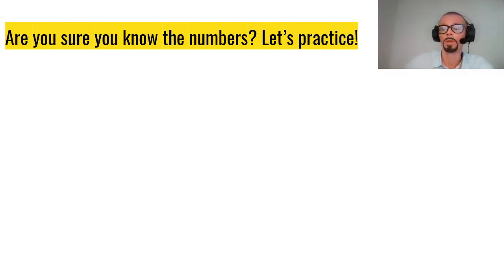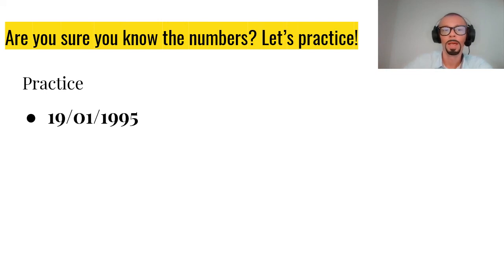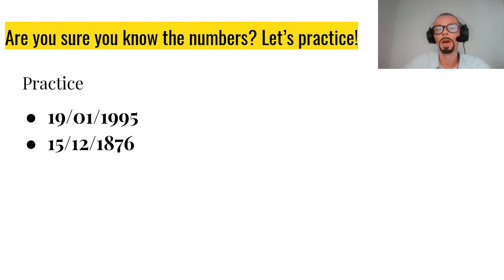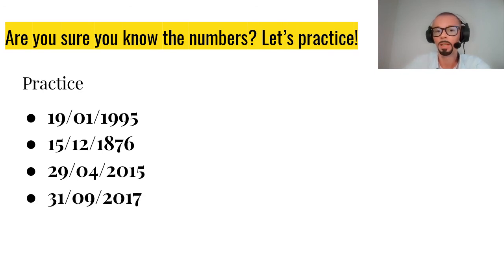If you're sure that you know the numbers, let's practice. And it's better if you do it as homework. Now, 19 of January 1995. 15 of December 1876. 29 of April 2015. 31 of September 2017. 13 of May 2021.